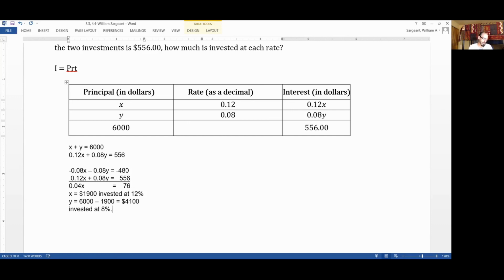And if you take 0.12 times 1,900, you get 228. 8% of 4,100 is 328. If you add 228 plus 328, you'll get that 556.